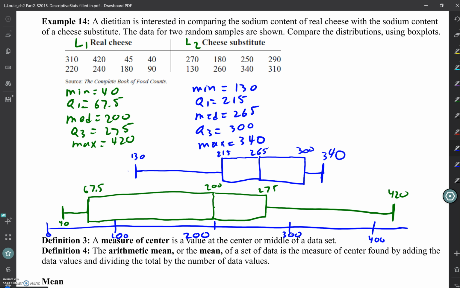What's something else that we could say about the two cheeses? Well, there's a lot more variation in the real cheese, right? It's much more spread out and it's not as consistent. So one other thing we can get from this is that our substitute is a lot more consistent in the amount that's in it, whereas depending on what type of real cheese you have, the sodium content can have a wide range that's happening in there. Any questions on that?